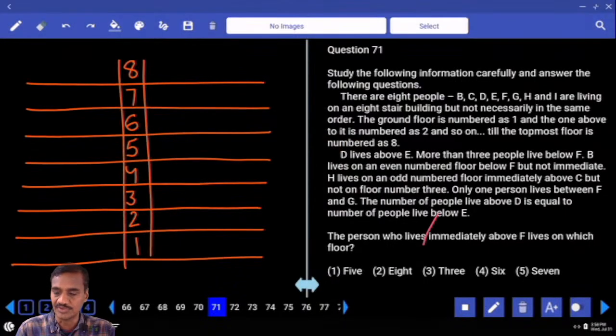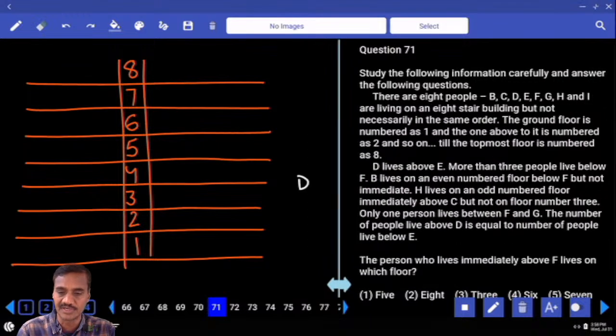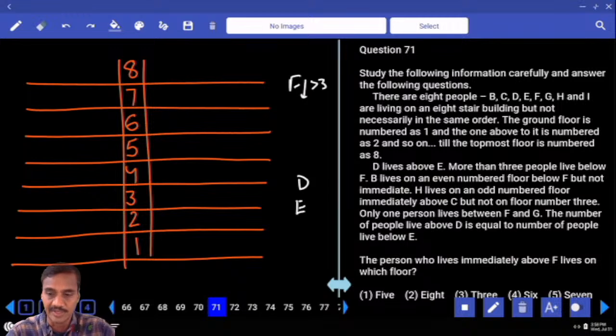And D lives above E. D is above E, D and E are like this. And the word immediate is not given. More than 3 people live below F. And below F, how many people are here? More than 3 people, that is greater than 3. That means minimum 4 persons must be below F.